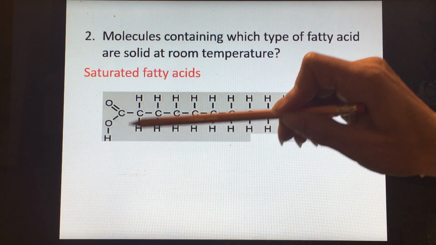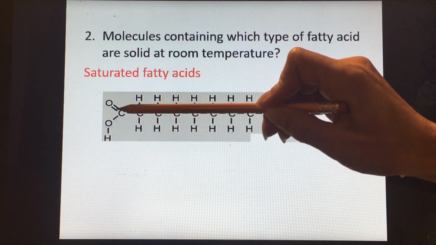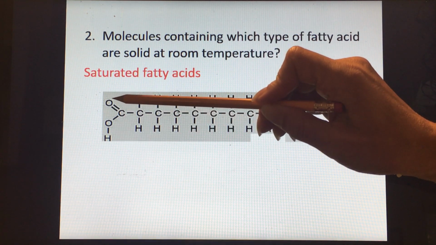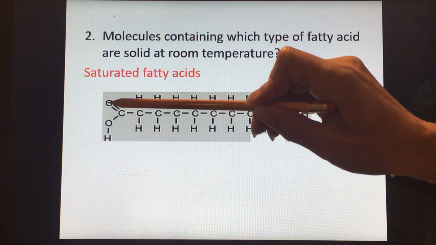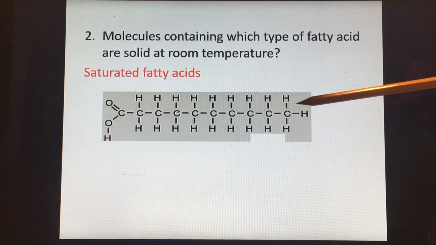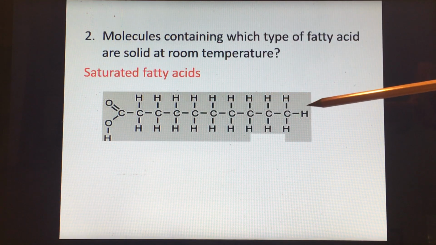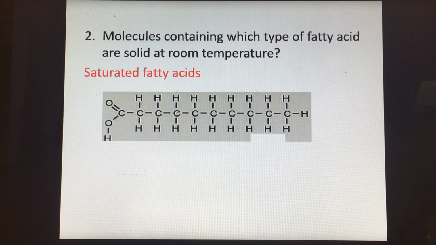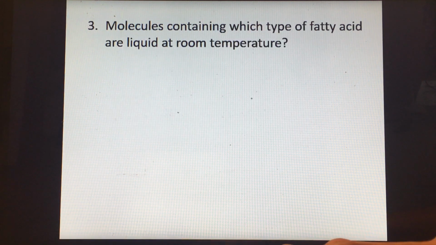Beware that the carboxyl group, this COOH, does have a double bond between the carbon and the oxygen, but that doesn't count. It's not a carbon-to-carbon bond. It's a carbon-to-oxygen bond. So there are no double or triple bonds between any of the carbons in this chain. You can also tell because the chain is straight and isn't bent.